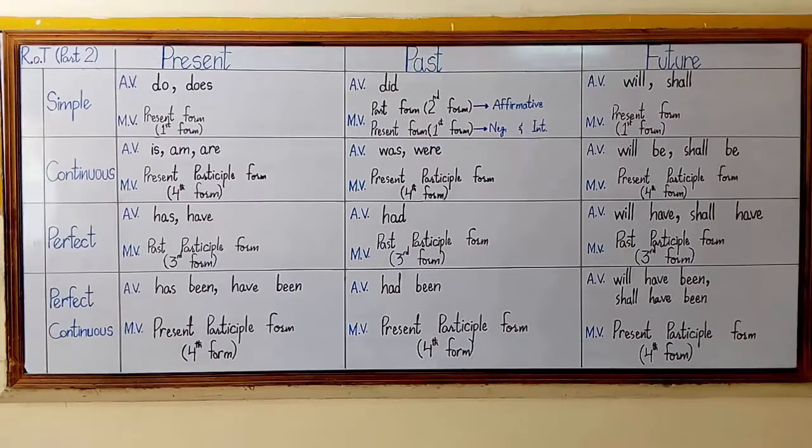Let's focus on this chart of tenses. As you know, there are three main tenses: present, past and future. And you can also look at the board. Every main tense has four further categories: simple, continuous, perfect and perfect continuous. I have used AV for auxiliary verb and MV for main verb. Let us look at the auxiliary verbs and forms of main verb used in each tense.